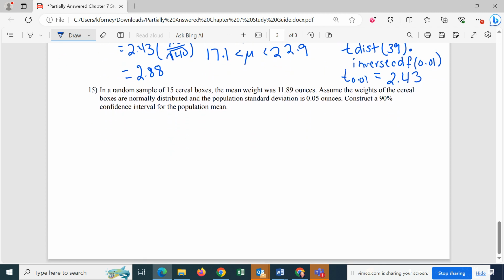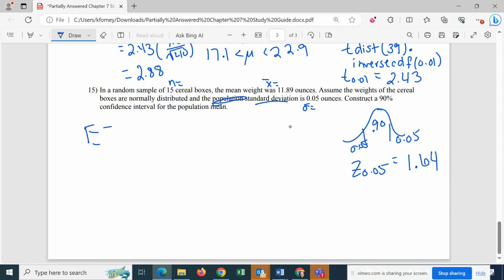And then lastly, in a random sample of 15 cereal boxes, the mean weight is 11 and 89/100ths. Assume the weight of the cereal boxes is normally distributed and the population standard deviation is 0.05. Construct a 90% confidence interval. So we know this is population, so we're finding our z. And when we find our z, we find that it is 1.64.